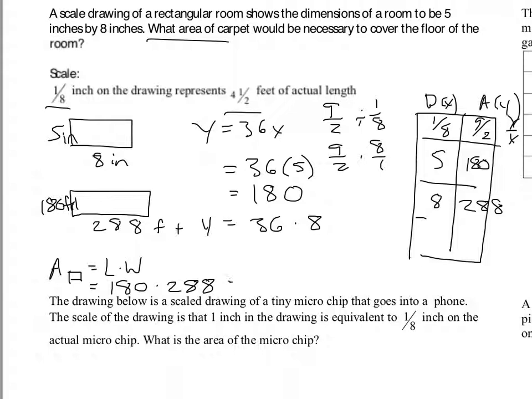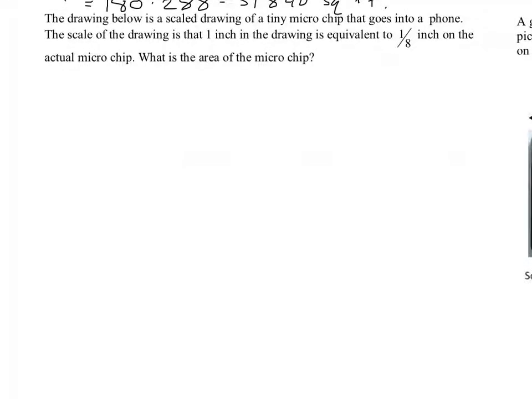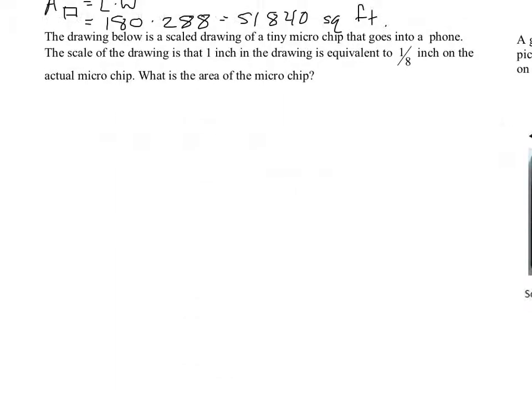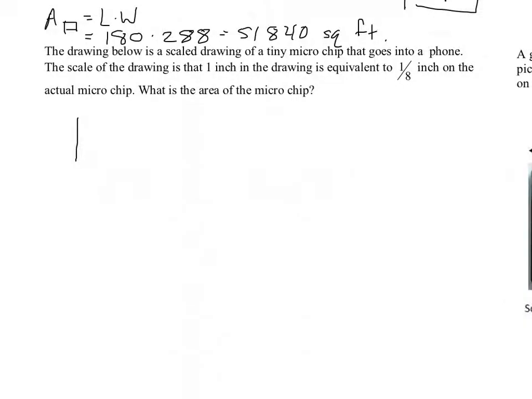And if you did that calculation correctly, this is 51,840 square feet. Alright, so looking at the next one, a tiny microchip that goes into a phone. No picture drawn here, so here's the picture that is supposed to be here. I'll make sure that I told this to you in class. This is 1½ inches by 1 3/4 inches.